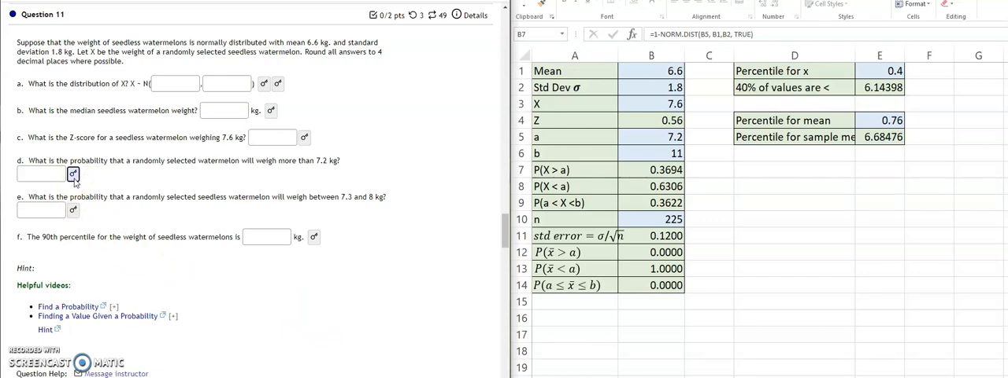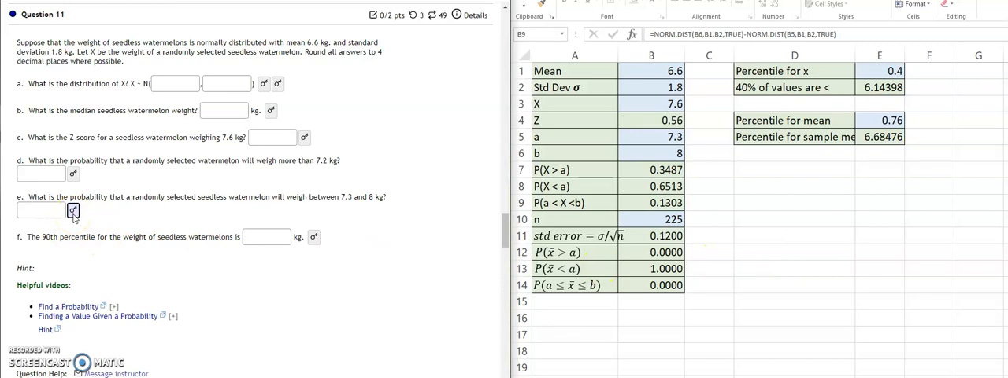E is asking us to find the probability that a randomly selected seedless watermelon will weigh between 7.3 and 8 kilograms. So we need to change the A to be 7.3 and B to be 8. Now we go to this one right here because it's dealing with the between, and we get a value of 0.1303, which is what we're looking for here.